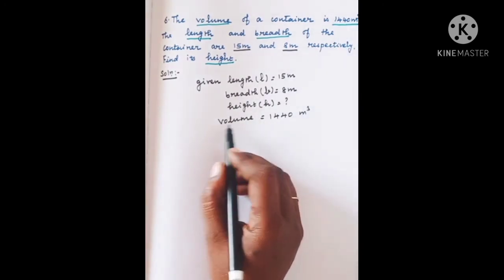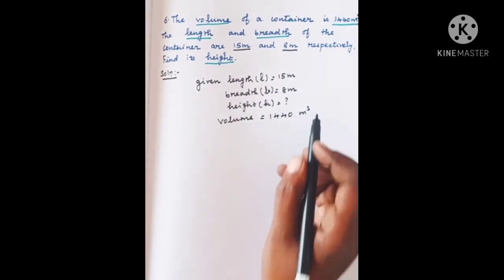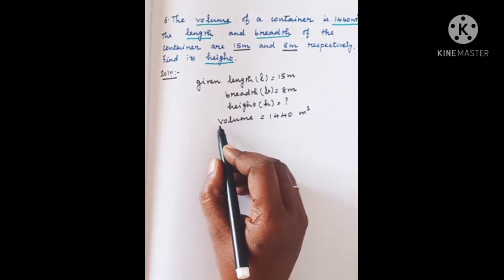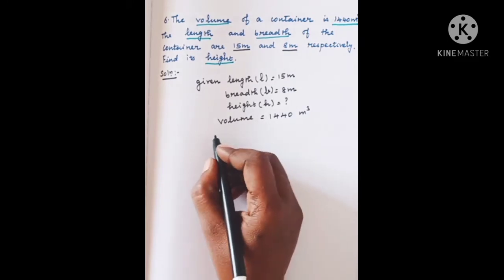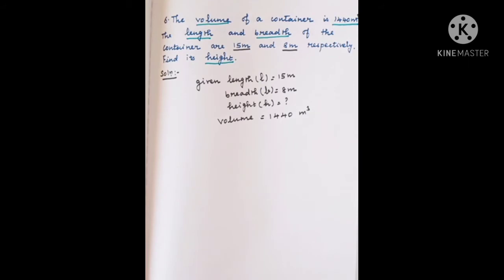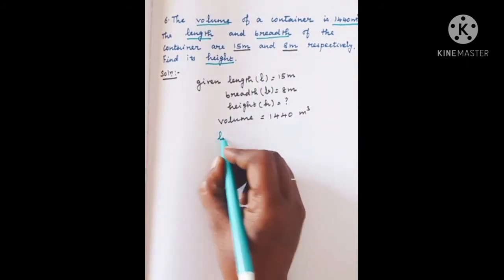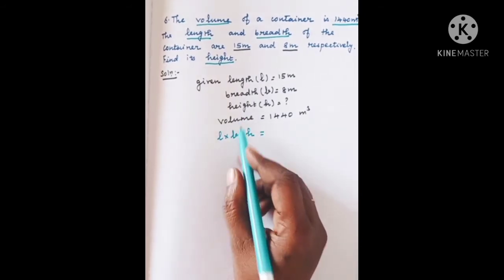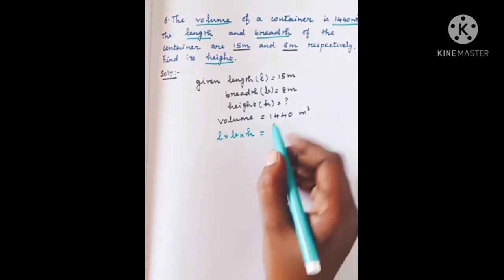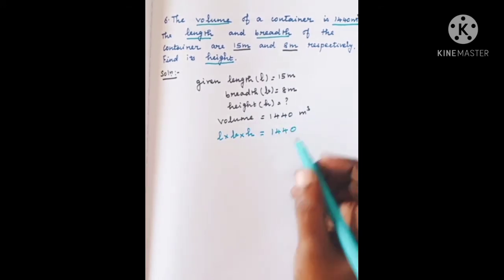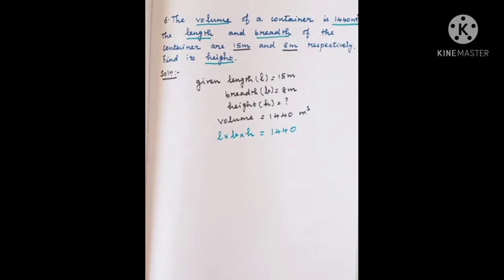So you have to write volume is equal to 1440. Now what is the formula to find the volume of a cuboid? The formula is L into B into H. This you already know. So L into B into H is equal to what is given, 1440.